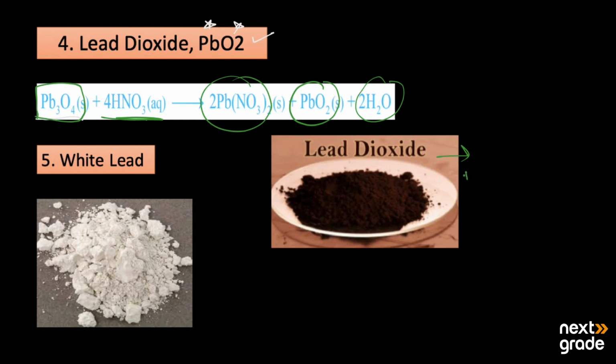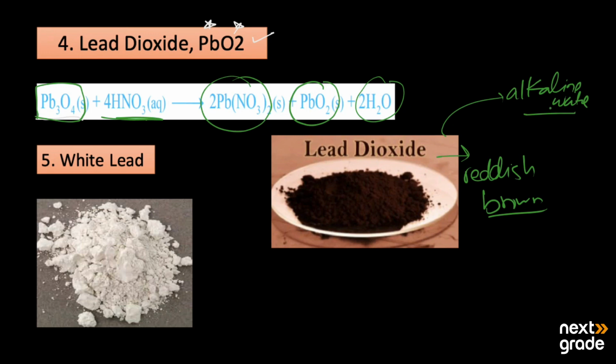Basically, it is reddish brown in color. Along with this, its property is that it is not very soluble in water. It only dissolves in alkaline water. On the other hand, it is not affected by dilute acids. So this is a simple overview about the lead dioxide.